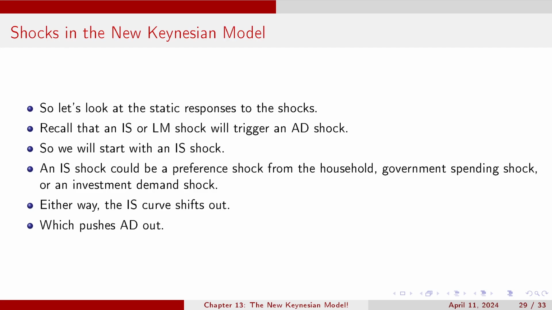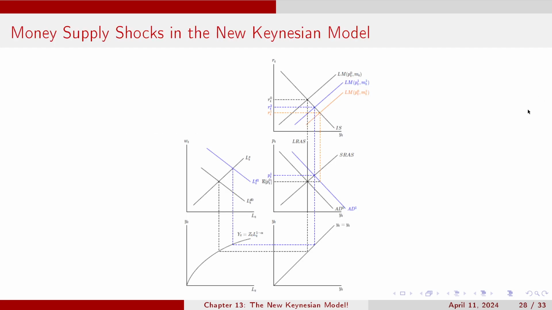The IS or LM shock, either way, is going to trigger a demand shock, whether it's the real business cycle or the new Keynesian model. But what we saw was an LM shock, right? We want to look at an IS shock. Well, that's like a preference shock from the household, a government spending shock, or an investment demand shock. Either way, IS shifts out, which pushes aggregate demand out.